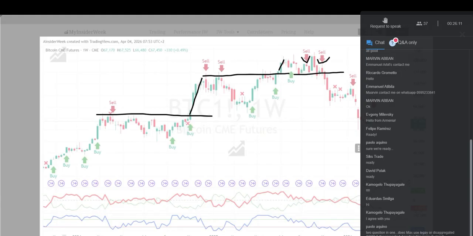So we had here a support, we got here a breakout. Then, as you can see, again a sell signal, and again a breakout. And here currently, as you can see, we have again a sell signal. We will see what will happen, but if you take a look at the previous behavior, maybe we will have here again a breakout to the downside.